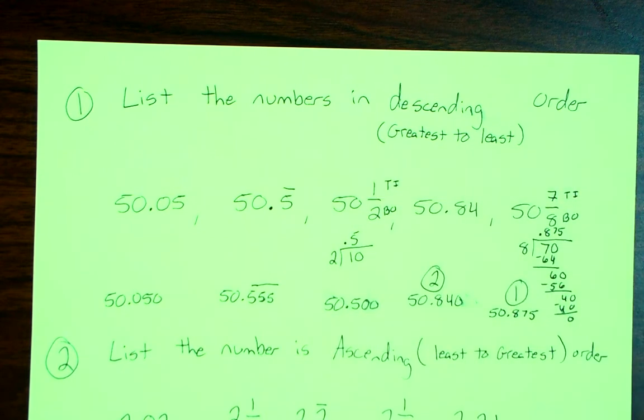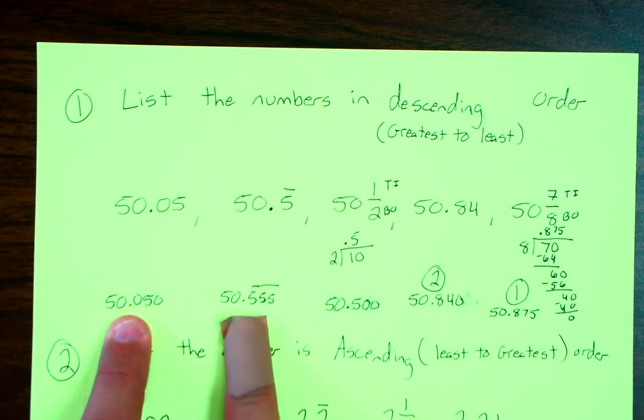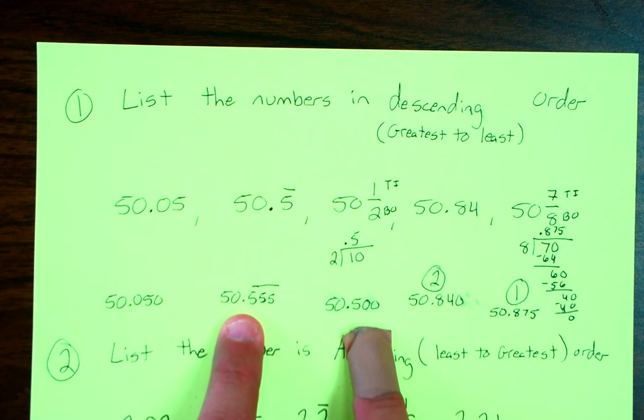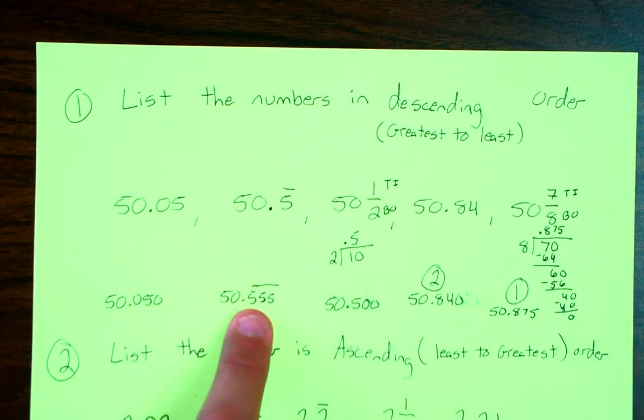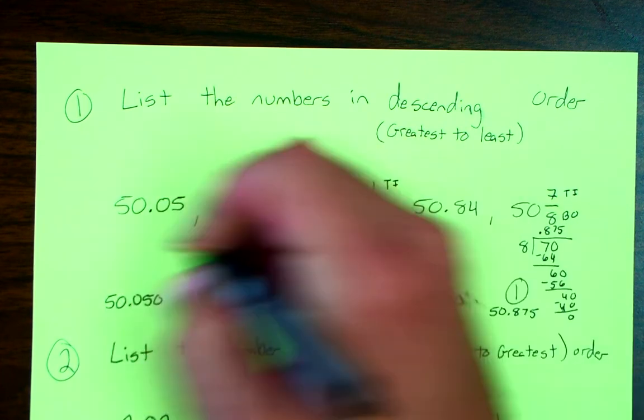Okay, and now let's look for third. So again, look at the tenths place. This has a 5, this has a 0, this has a 5, this has a 5. So it's between these two. The hundredths place has a 5, this one has a 0. So this is your third biggest, then your fourth biggest, and then your fifth.